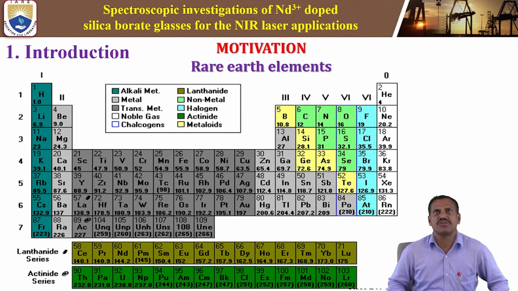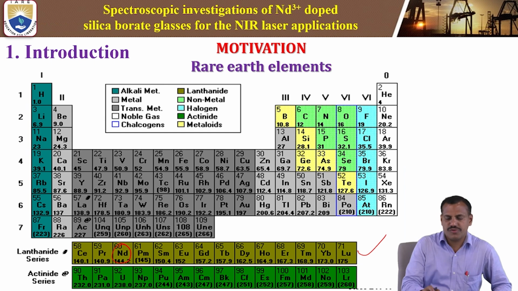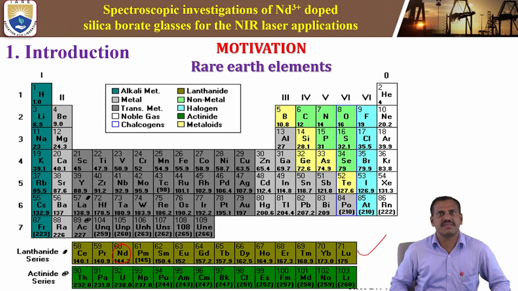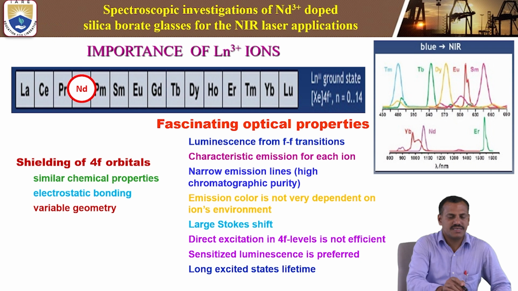The main introduction or motivation is the rare earth elements. This is the modern periodic table. In this periodic table, we are going to discuss all the lanthanide doped ions. Particularly today we are going to discuss the third element of the lanthanide ions or rare earth elements, neodymium. This is Nd3+ doped silicaborate laser glasses. Among the 14 elements, we are going to discuss the Nd3+ doped laser glasses. This is the importance of lanthanide 3+ ions.